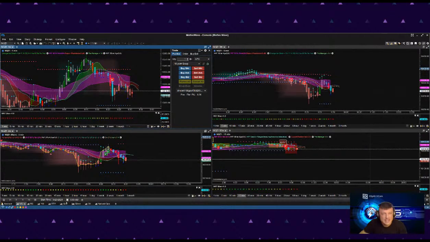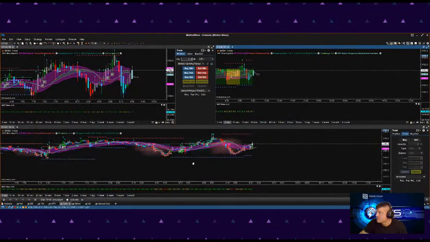Ending the day in the green, even if it is by $10. Who cares? Got a 5-star, still inside this range right here.